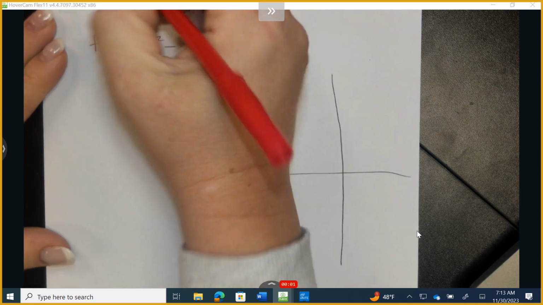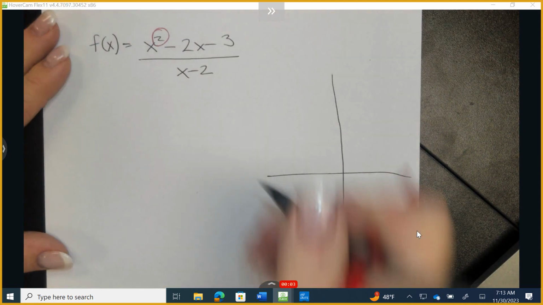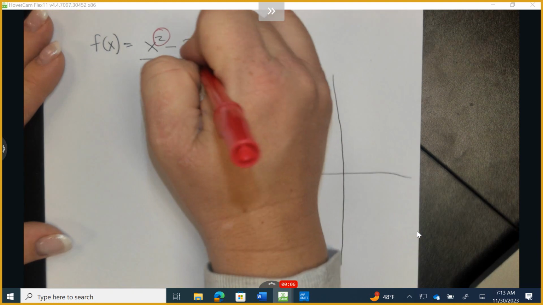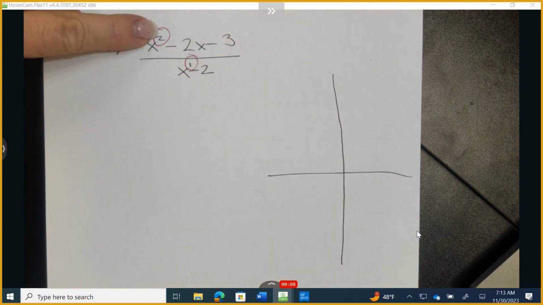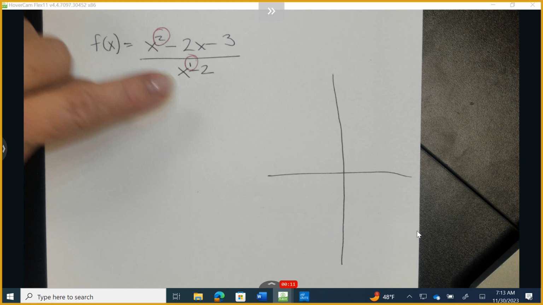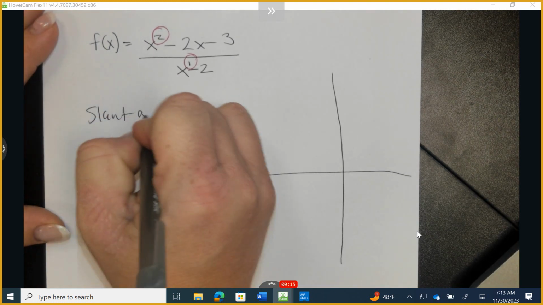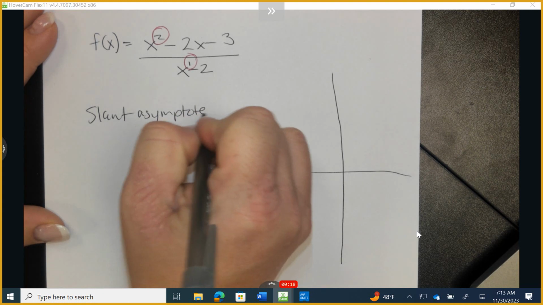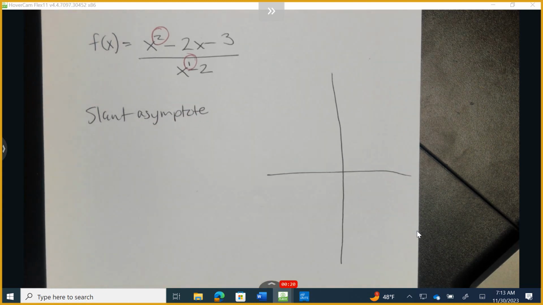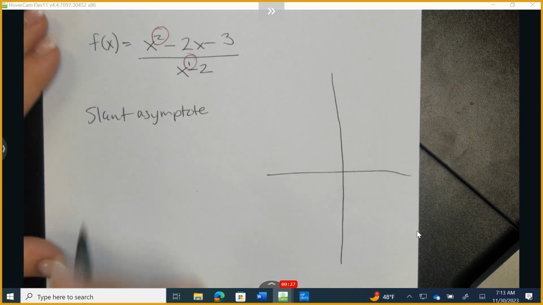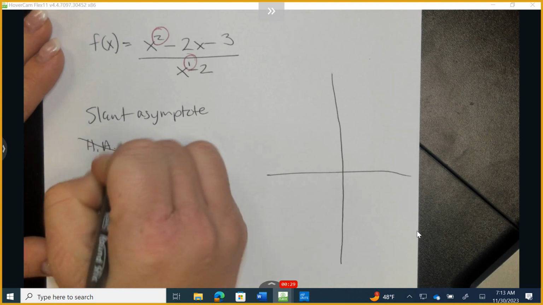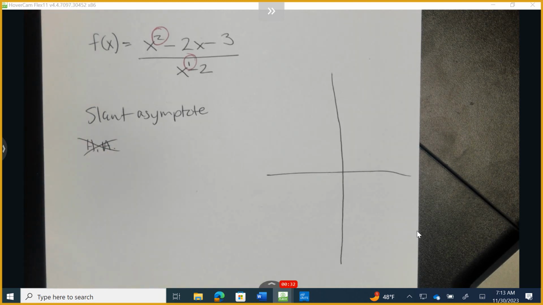Circle the degree in the numerator and circle the degree in the denominator. When the degree in the numerator is 1 greater than the degree in the denominator, we will have what is called a slant asymptote. There will be no horizontal asymptote there, but there will be a slant asymptote. A slant is that diagonal. It may also be known as an oblique asymptote. So there's no horizontal. So I'm going to put HA for horizontal, and I'm going to cross it out. There is none. Now, we're going to get back to the slant asymptote in just a little bit.